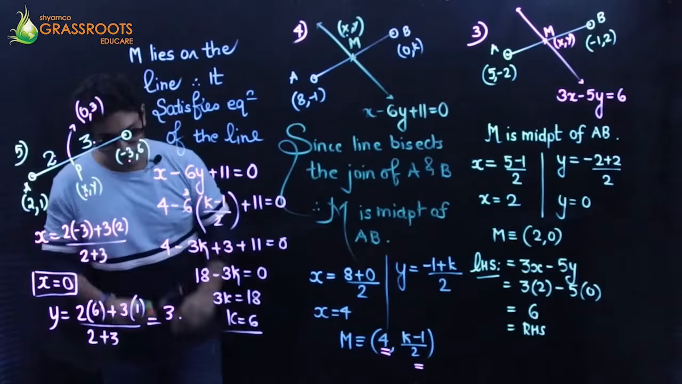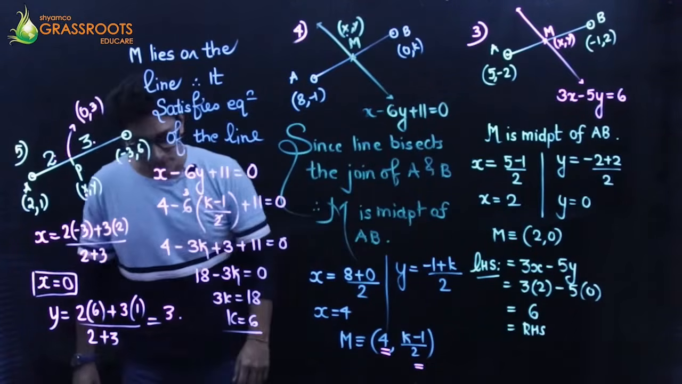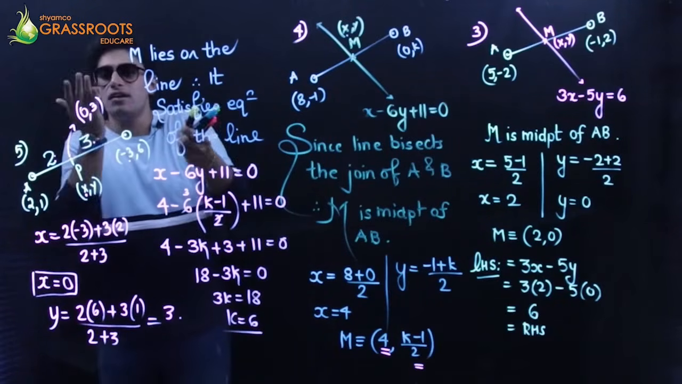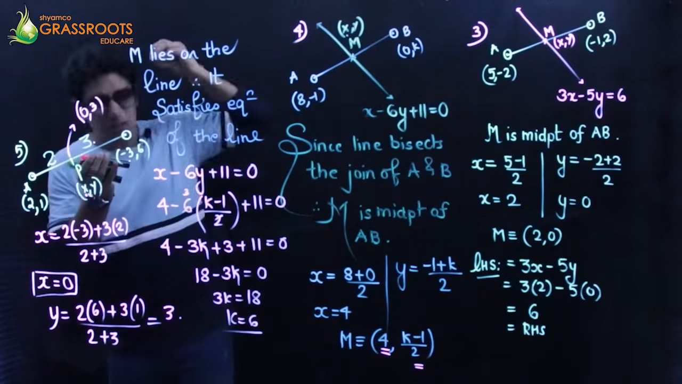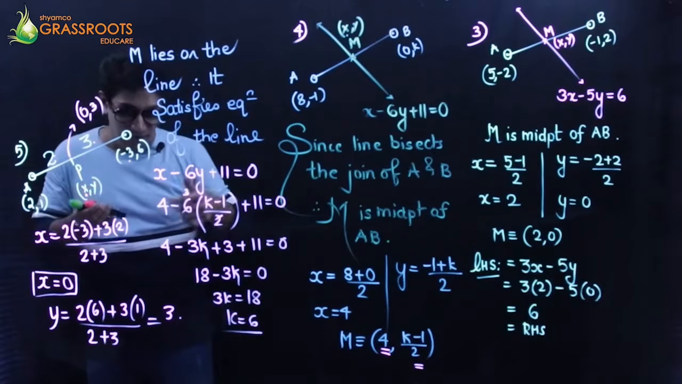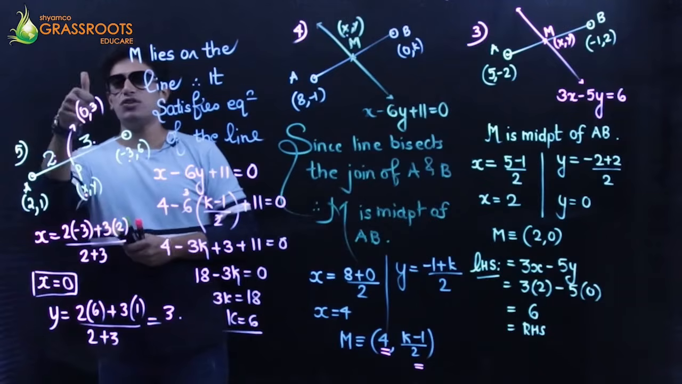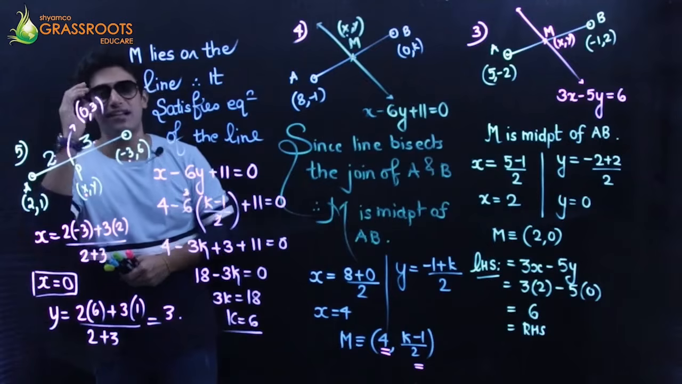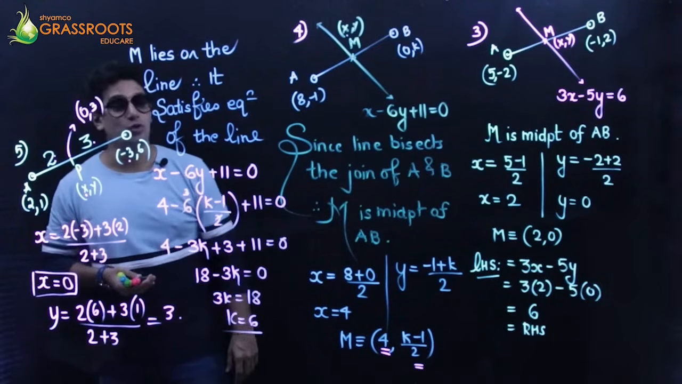Now they are asking me, does this point lie on the line x minus 5y plus 15 equal to 0? All you do is take this point (0, 3) and throw it in the LHS. If the answer is 0, yes, this point lies on the line, this point satisfies the equation of the line. And when you do it, yes, the answer comes out to be 0. So that part you can definitely try by yourself. Go through this.